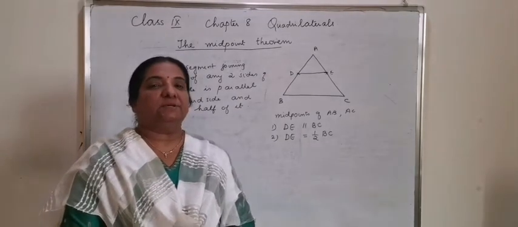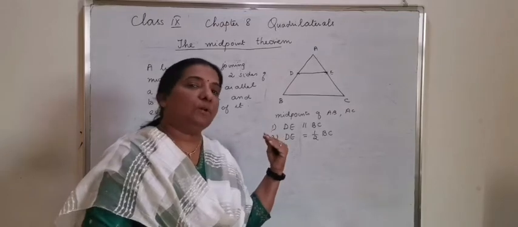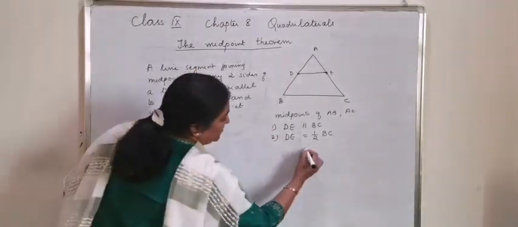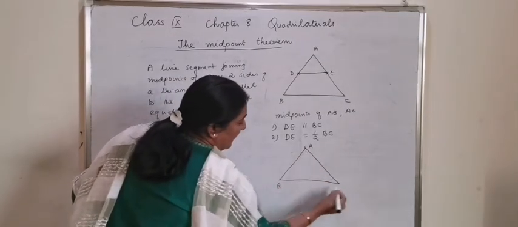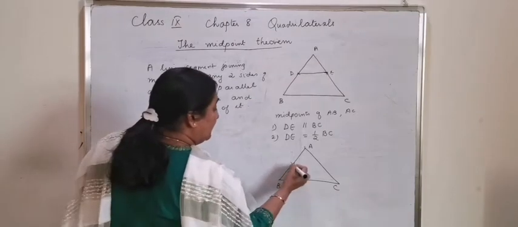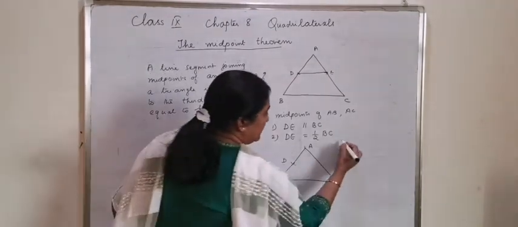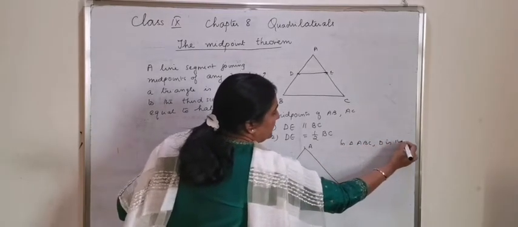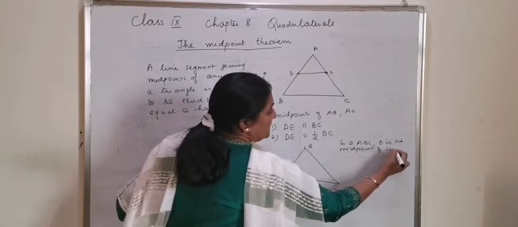You need not study the proof. You need to know only the statement. What will be the converse of this statement? Imagine a triangle ABC and D is the midpoint of one side AB. That means in triangle ABC, D is the midpoint of the side AB.